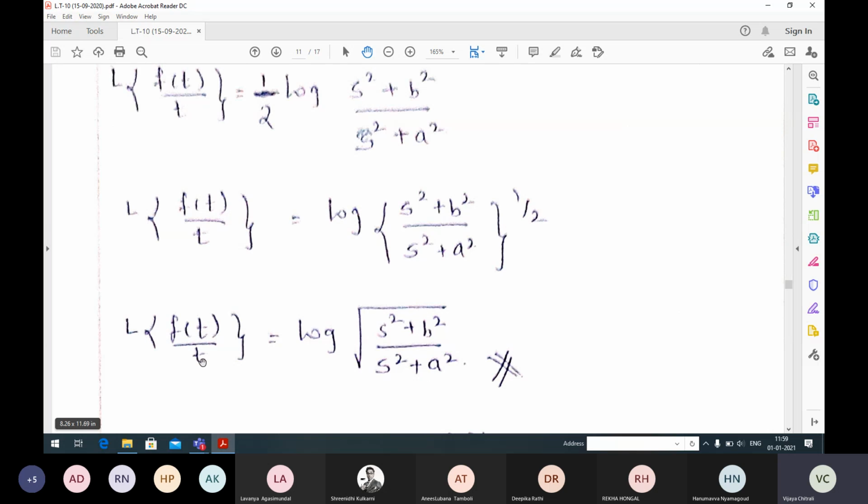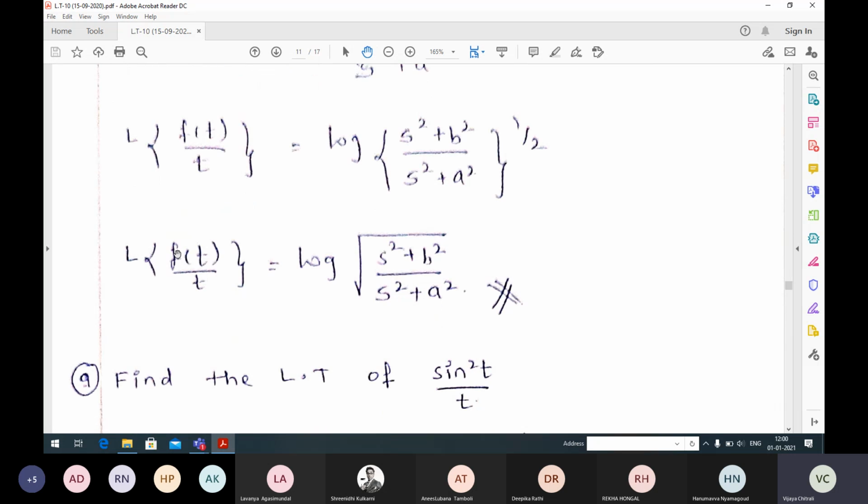So this is Laplace transform of f of t divided by t. What is f of t? Cos at minus cos bt. So Laplace transform of cos at minus cos bt divided by t is log square root of s square plus b square divided by s square plus a square, right?